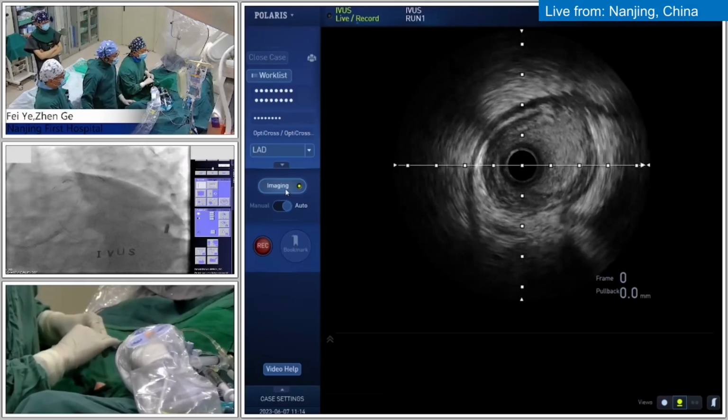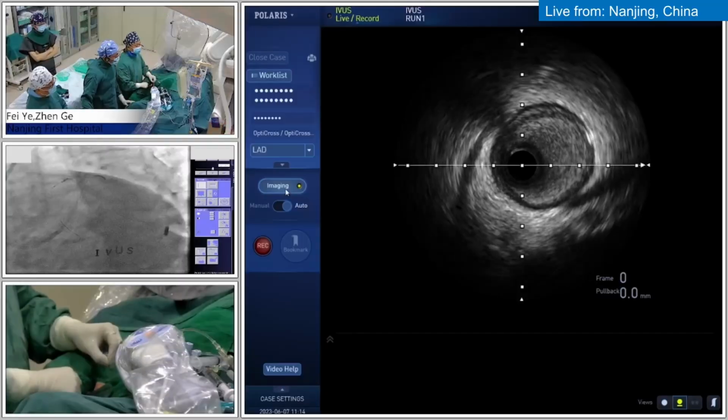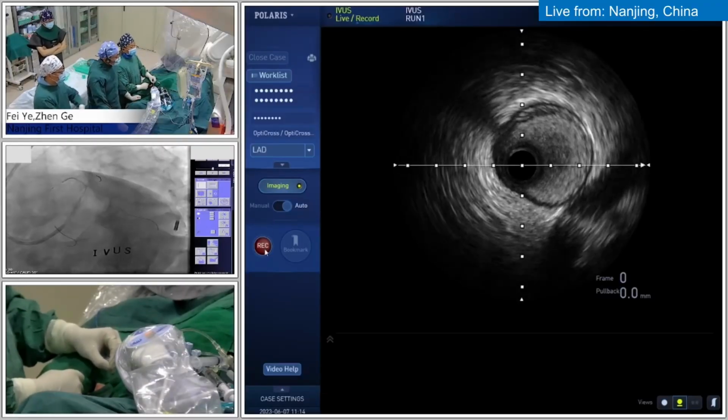We can see a normal vessel. Yes, muscle bridge. Okay, yeah, this is normal, it's nearly normal, but very distal. Yes, I will pull back.